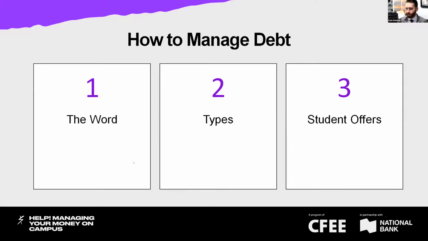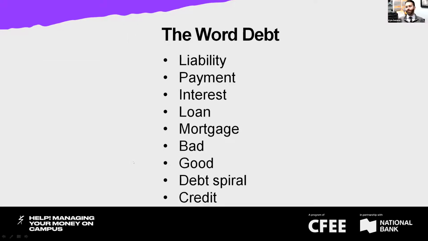Personally, when I think of the word debt, I think of liability, payment, interest, loan, mortgage, bad, good, debt spiral, credit, a lot that goes into that. It's important to think of all these things, but like I said, we're going to look at debt in both a positive and negative light here and ensure that we cover all of our bases.